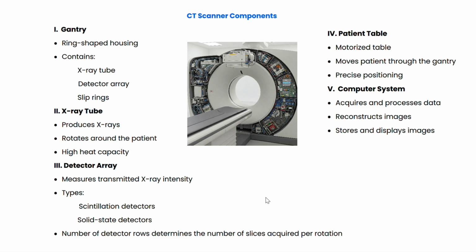The patient table is a motorized table that moves the patient through the gantry with very precise positioning. Finally, the computer system is crucial. It acquires the data from the detectors, processes it to reconstruct the images, and then stores and displays those images.